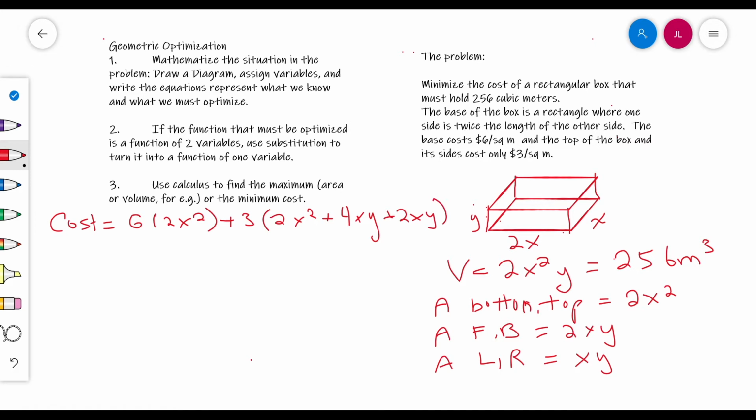Now we have a cost function, we just have to simplify it. So here, 6 times 2 is 12x squared, plus 3 times 2 is 6x squared, plus then we have 4xy and 2xy, 6xy, divided by 3. So 18.